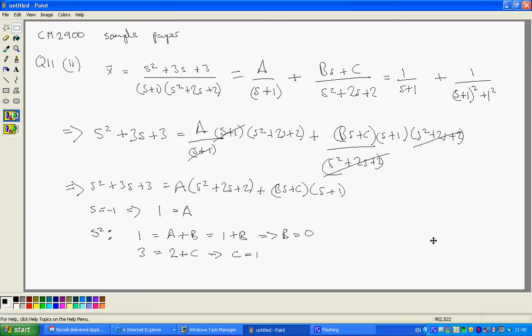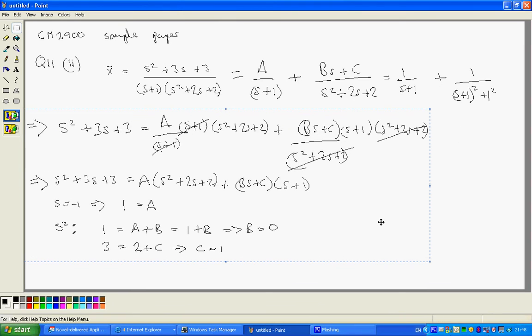Move this over a bit to make some space. Now, we know that s plus 1 squared is s squared plus 2s plus 1. 1 squared is 1, and therefore this denominator is the same as this denominator here. So if we're completing the square, we always divide this coefficient of s by 2. 2 divided by 2 is 1, and that gives us the term to put in here in the bracket.